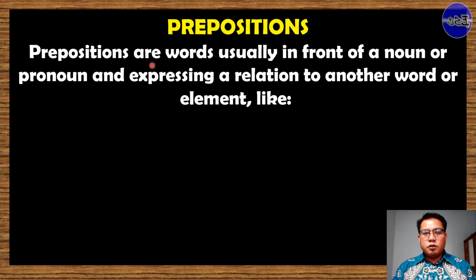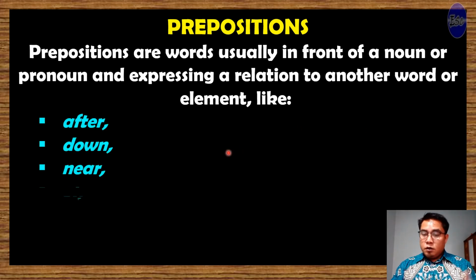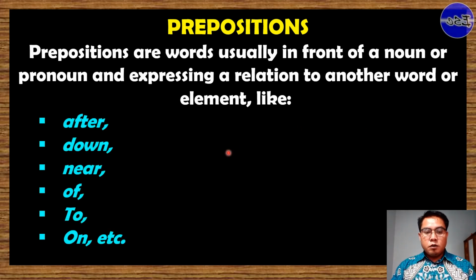Prepositions. Prepositions are words usually in front of a noun or a pronoun and expressing a relation to another word or element. Here are some examples of prepositions: after, down, near, off, to, and so forth. In detail, there are prepositions of time, place, prepositional phrases, and so on. If you want to find this in detail, I've made a video tutorial talking about all of these in detail.